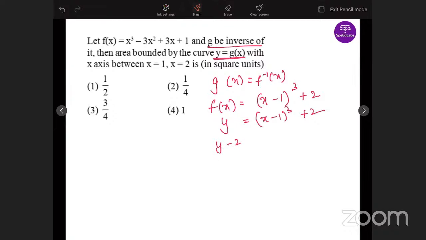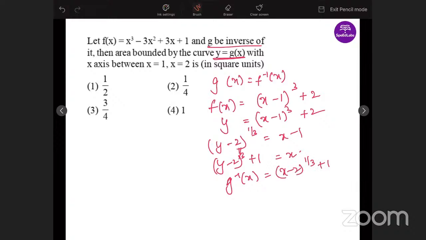So y minus 2 the whole power 1 upon 3 is equal to x minus 1. So y minus 2 the whole power 1 upon 3 plus 1 is equal to x. This is what you want to say? Yes sir. So this is our f inverse. So f inverse of x, that's it, g of x. g of x is equal to, in terms of x, we will subtract 2: x minus 2 whole raised to 1 upon 3 plus 1. So this is our g of x.